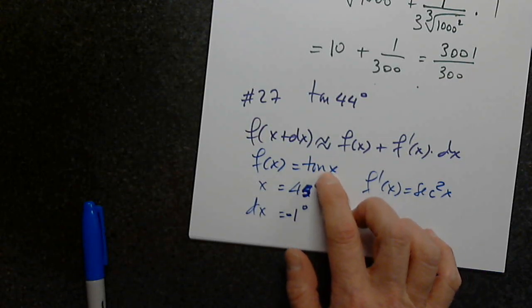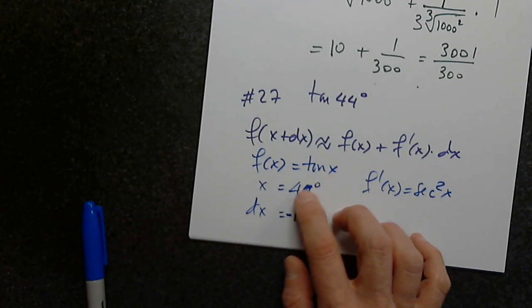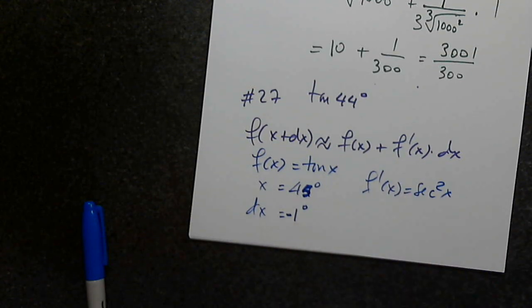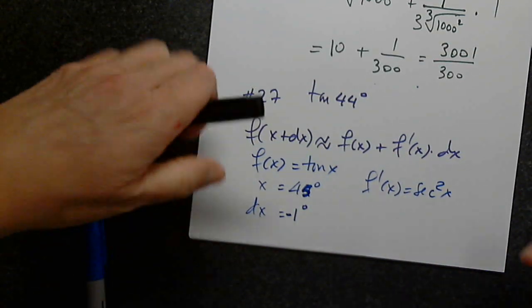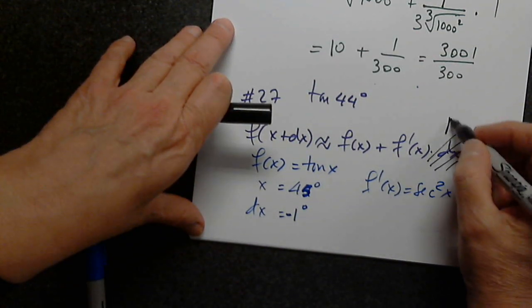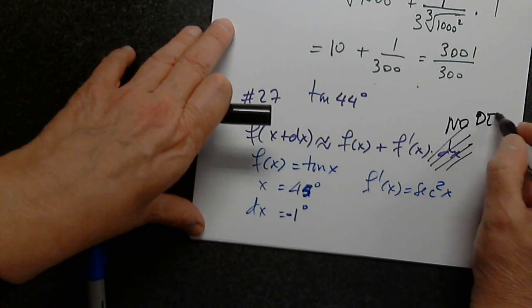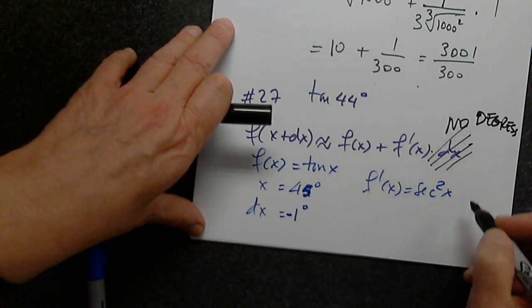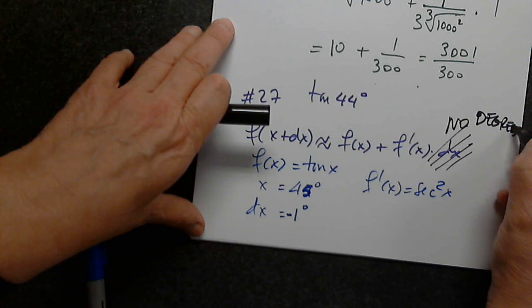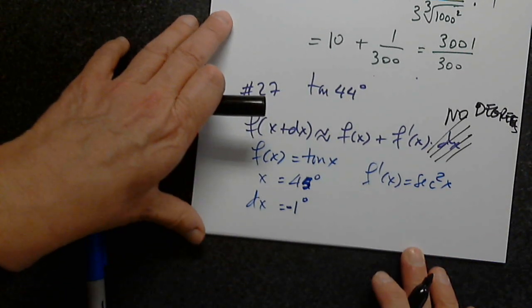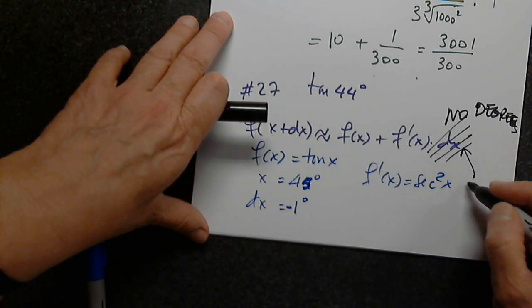If I use in tangent pi over 4 or 45 degrees, it doesn't matter. Tangent has only one answer. But here, no degrees. No degrees. This has to be radians.